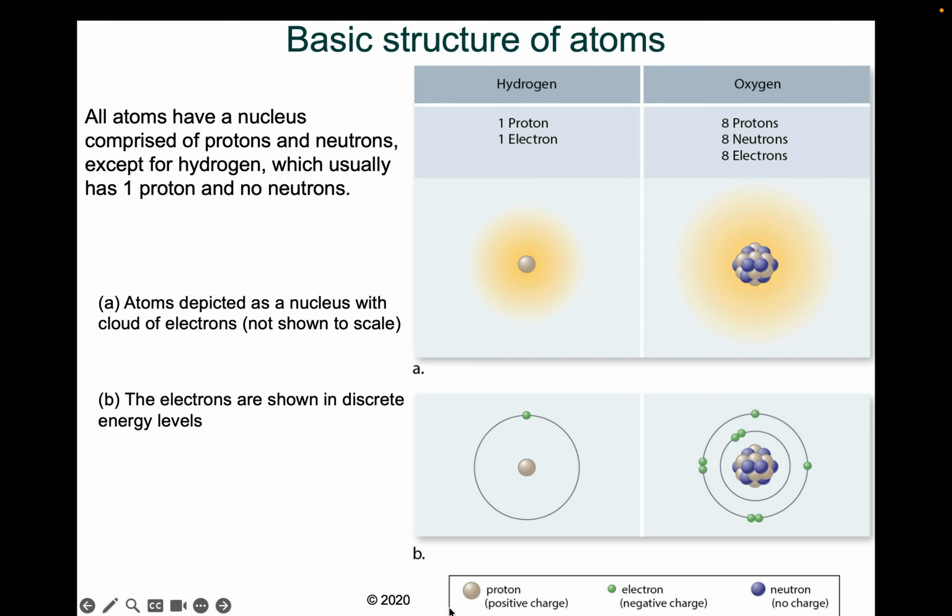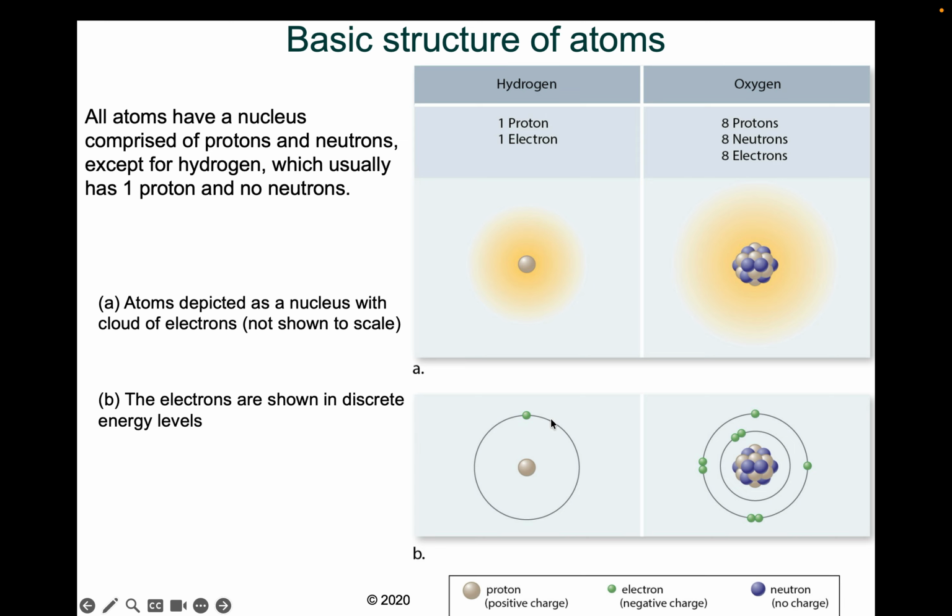And here you have basically this nice little key. These white balls are protons, these small green balls are electrons, and these balls made of blue are neutrons. So you see that, for example, here in oxygen, the protons and neutrons are inside the nucleus, and outside you get to see the electrons. So this is basically where they're found.